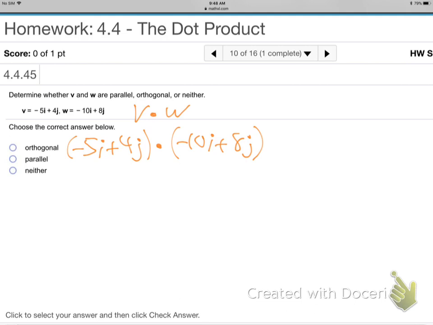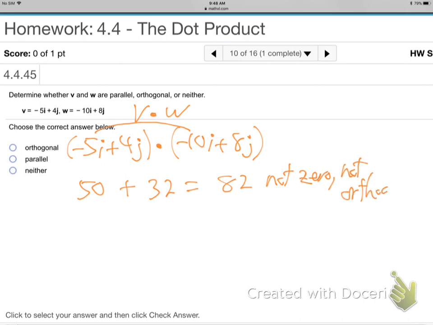So let's do that. It's just coming out okay. So multiply that times that. That'd be what? 50i. What am I doing? No more i. You're supposed to drop the i. Plus 4 times 8, 32, which is 82. So what does that mean? Are they orthogonal or not? Not 0. So they're not orthogonal.